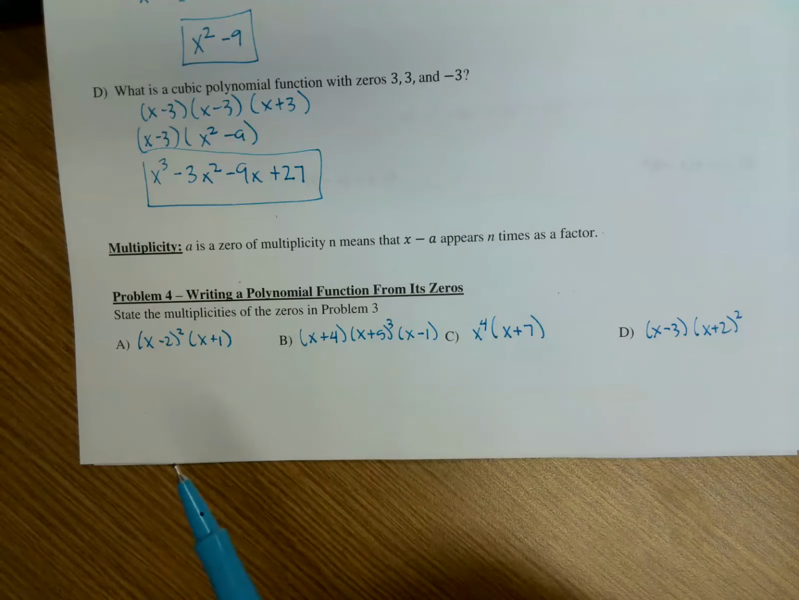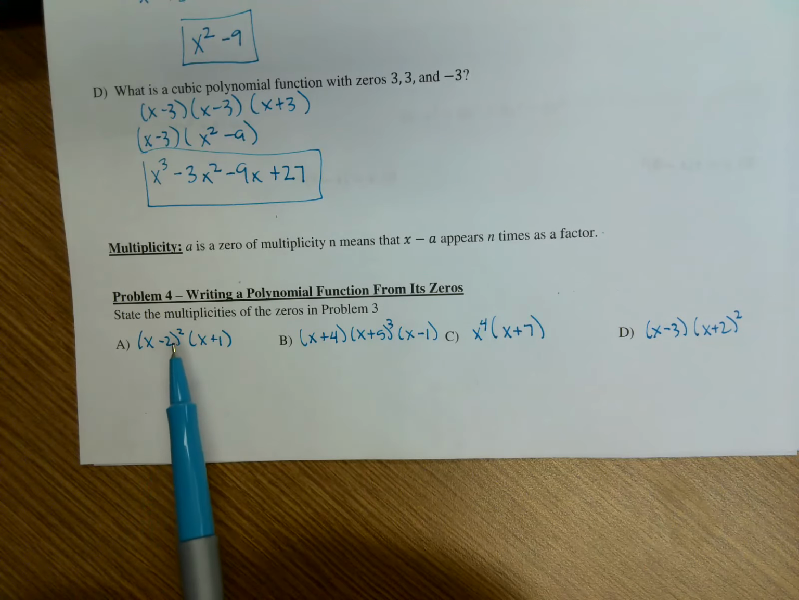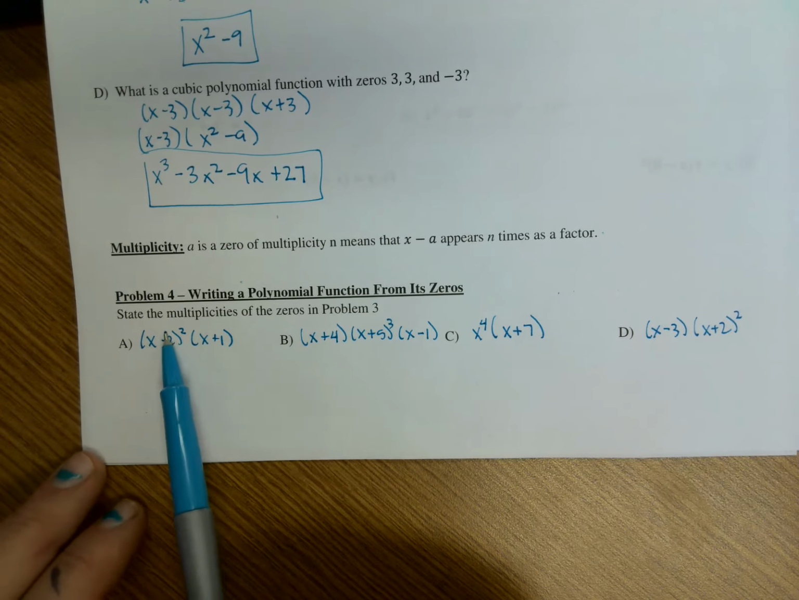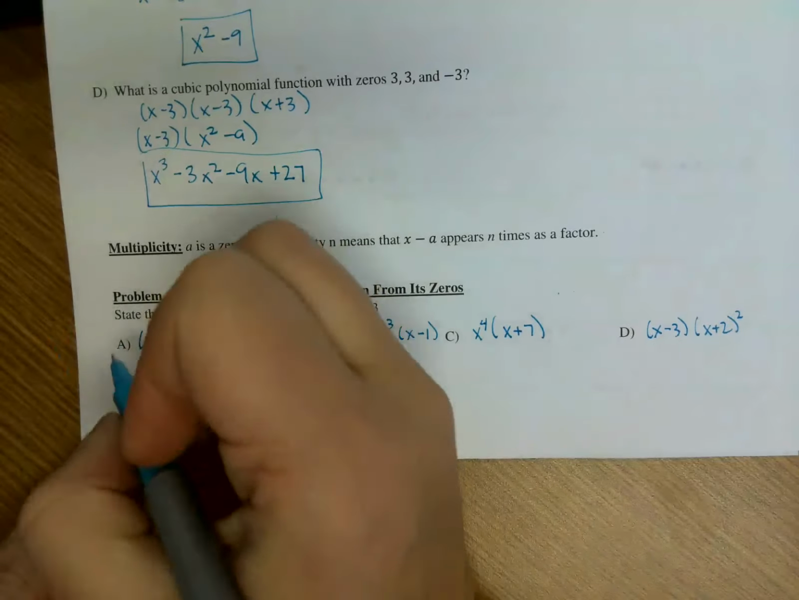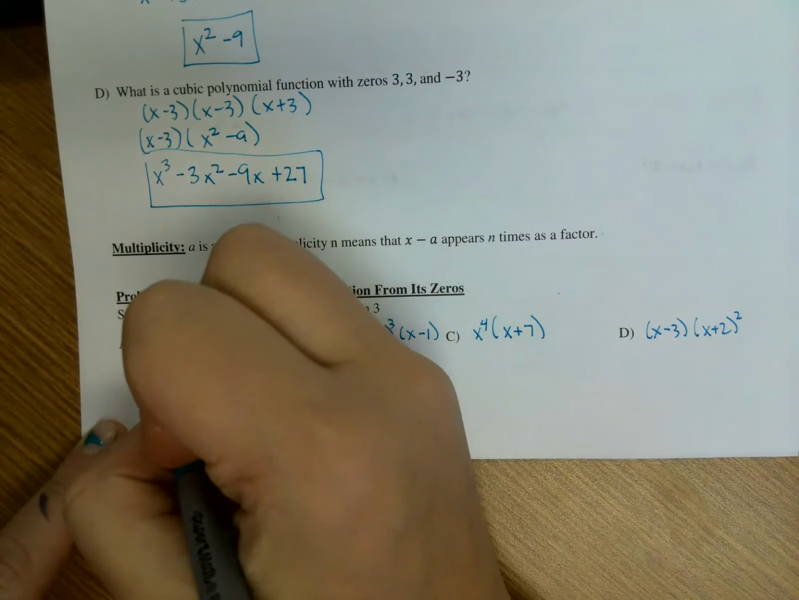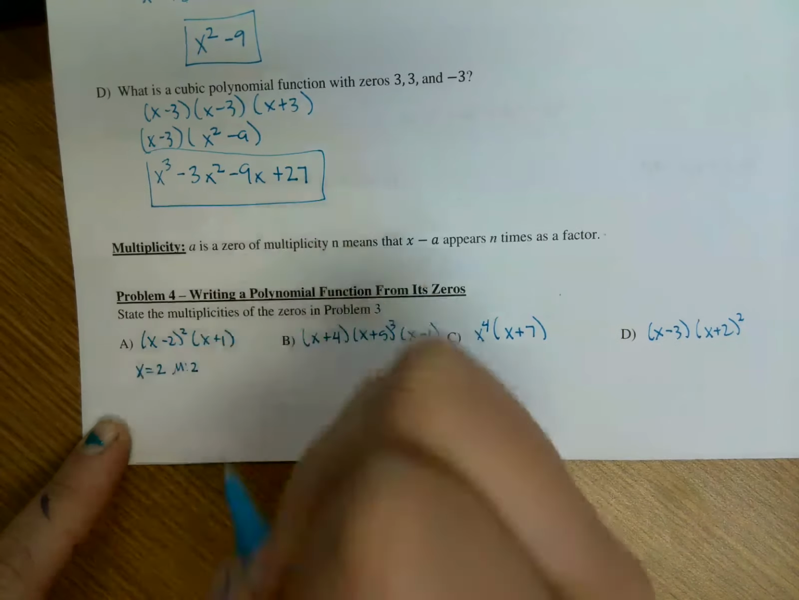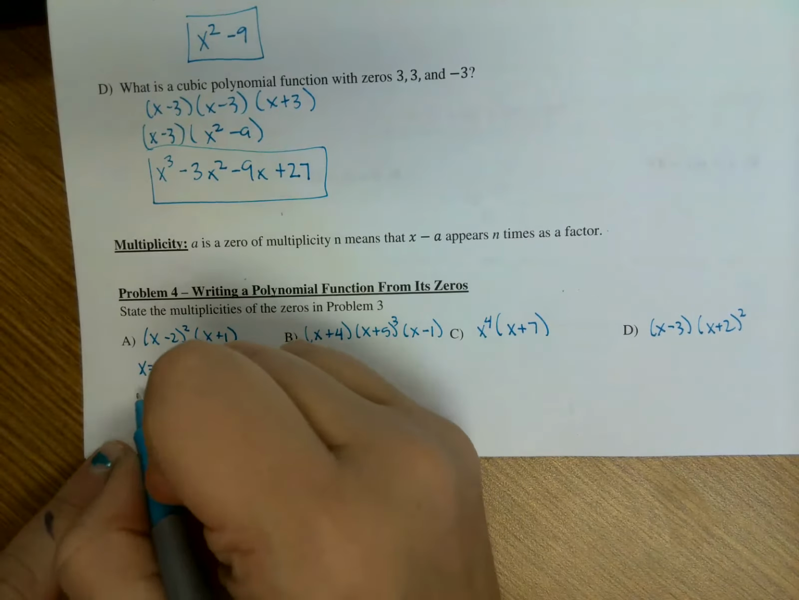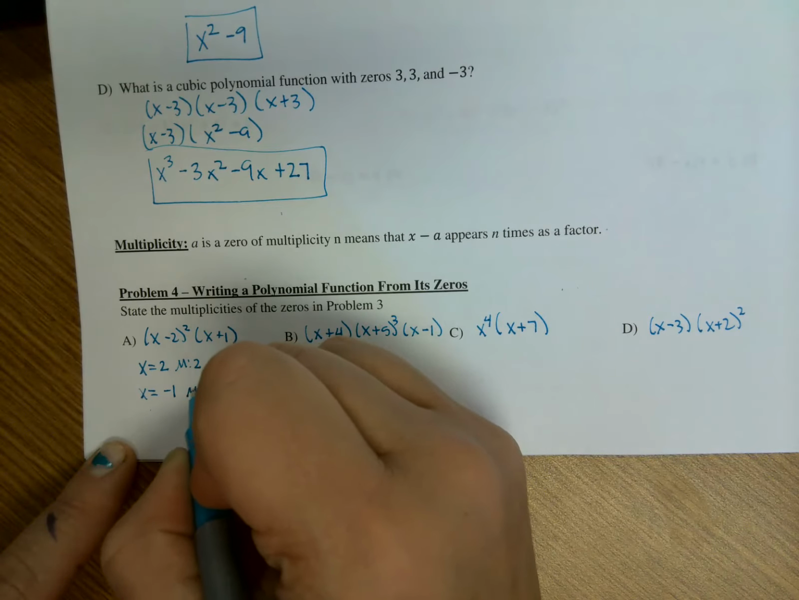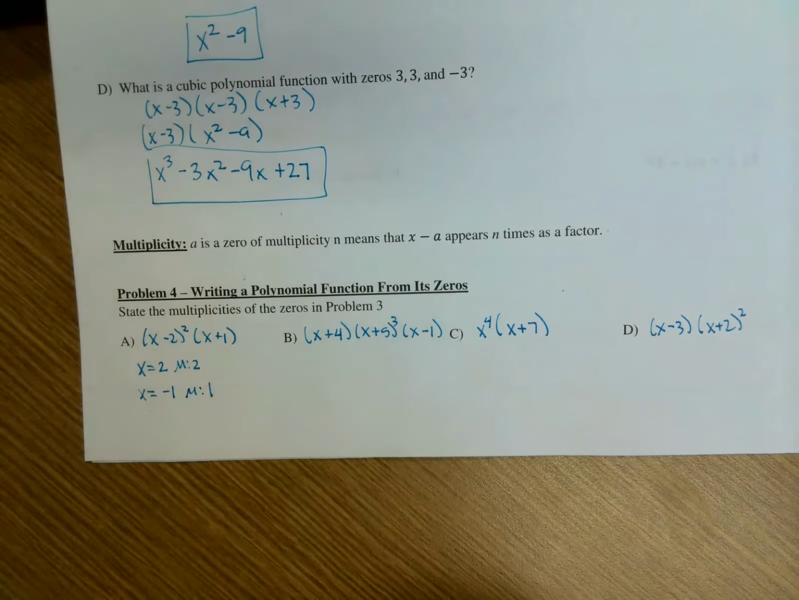So when I'm talking about multiplicity, I'm saying something happens more than once. So if something is squared, that means that 0 happens more than once. So we already know that we can solve this right here. So this is going to be x is equal to 2. But because this is squared, this has a multiplicity of 2 because it happens 2 times. This also has x equals negative 1 because of this right here. That has a multiplicity of 1 because it only happens 1 time.